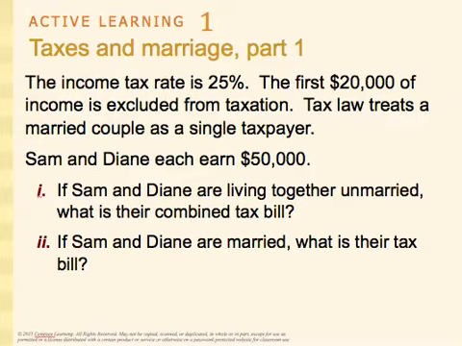But the idea is, hey, two people earning $50,000 a year and having similar lifestyles should pay about the same amount. So let's take a look at our first activity, which is taxes and marriage, part 1. The income tax rate is 25%. The first $20,000 of income is excluded from taxation, and tax law treats a married couple as a single taxpayer. Sam and Diane each earn $50,000. If Sam and Diane are living together unmarried, what is their combined tax bill? Again, unmarried. If Sam and Diane are married, what is their tax bill?